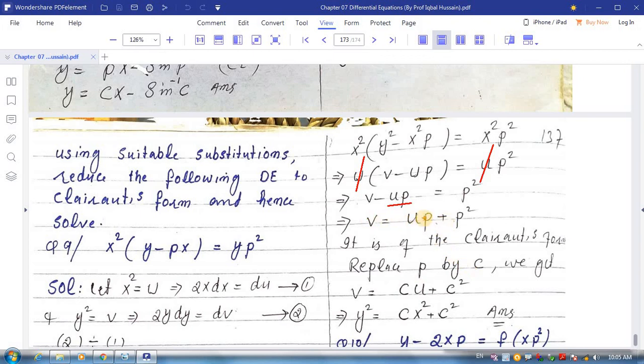Replace p by c. We have to replace p by c for the general solution. Replace p by c, we get v is equal to cu. Replace p by c, and here we will get c square. So this is the general solution. Now replacing v by its value, v is equal to y square. Similarly replace u by its value, u is equal to x square. So here we put x square. This is the general solution of this differential equation.